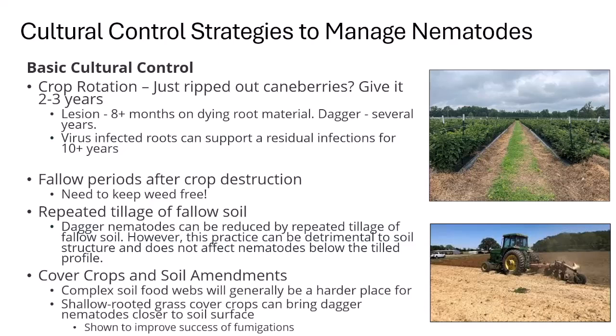So complex soil food webs are generally going to be a harder place for a single species to survive. I don't know why the back half of that sentence got cut off, but the other thing that there's been a lot of research recently on are this idea of cover crops, right? Dagger nematodes may move very far down in the soil, down deep into the soil, but if you put in some shallow-rooted grasses or just get grass cover crops in, they're going to move up to try to feed on those grasses initially, and so that's going to bring them closer to where you would put in a fumigant later on. And so there's been work showing that a shallow-rooted grass cover crop ahead of a fumigant actually increases the efficacy of that fumigant itself.